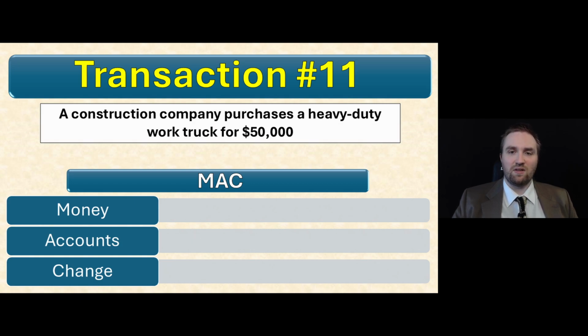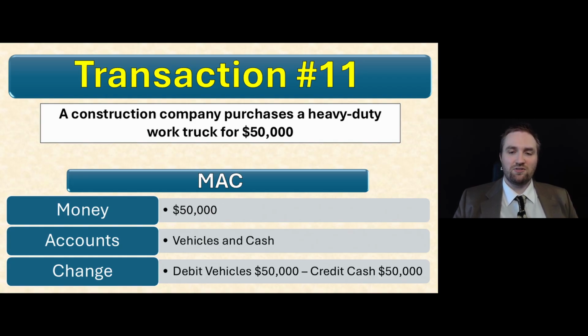Transaction number 11. A construction company purchases a heavy-duty work truck for $50,000. MAC. Money, $50,000. Accounts, vehicles, and cash. Change. Debit vehicles, $50,000. Credit cash, $50,000.